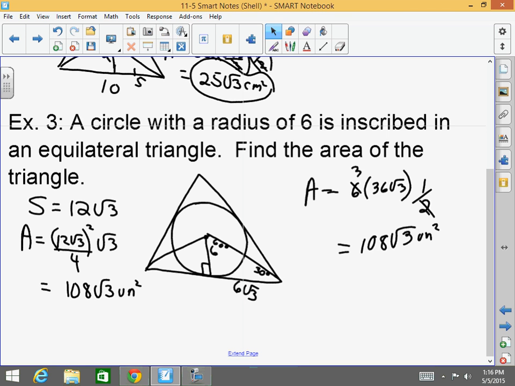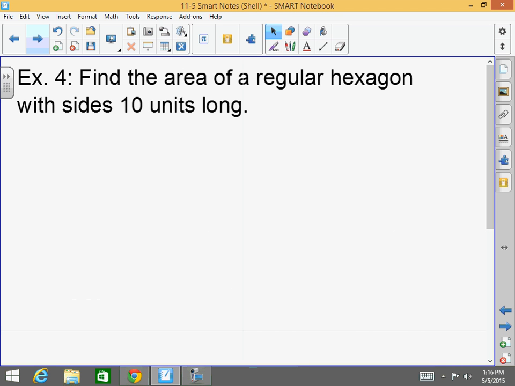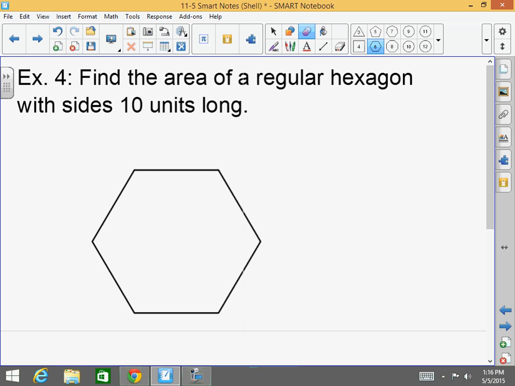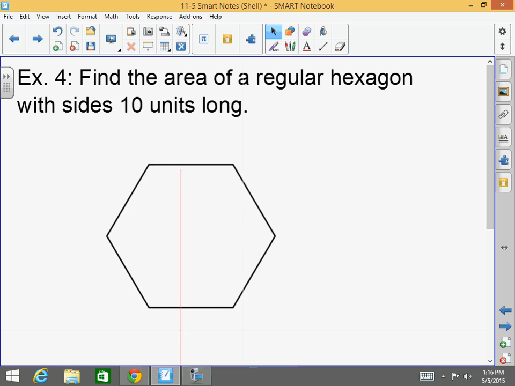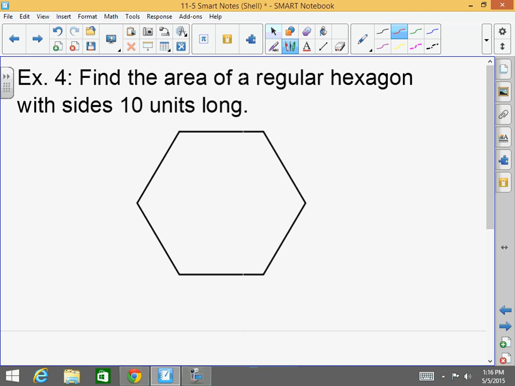Okay? Now, find the area of a regular hexagon with sides 10 units long. So I have a hexagon. Hexagons are nice and easy because they produce very pretty central angles. Make a central angle here. You know the central angle is going to equal 360 divided by 6, which is 60.